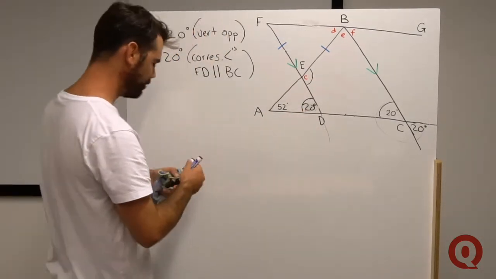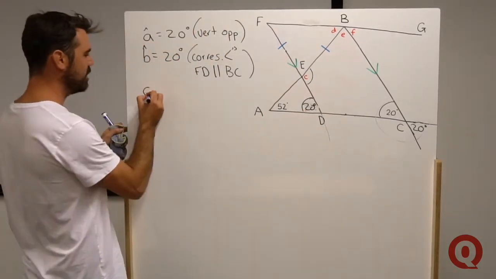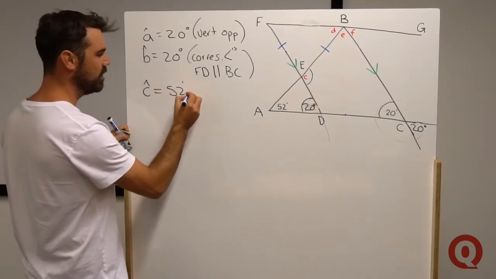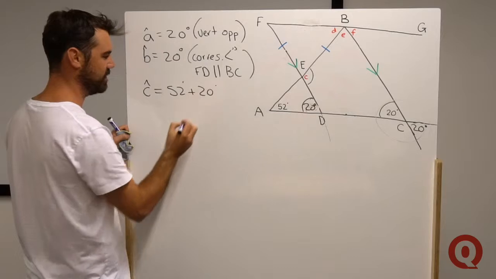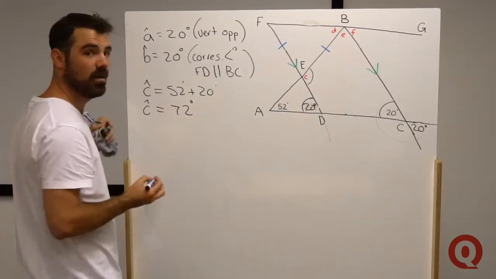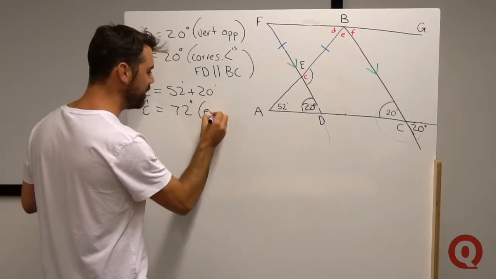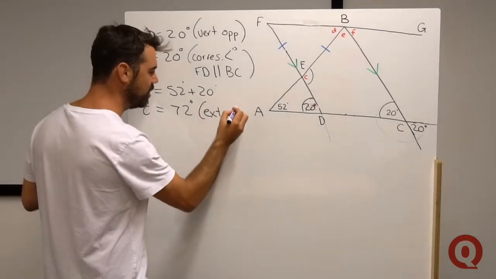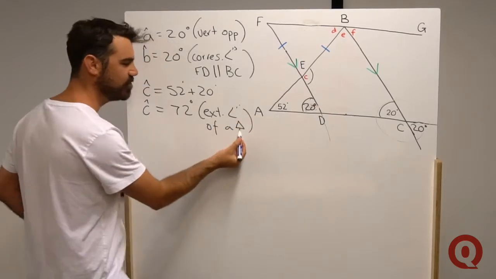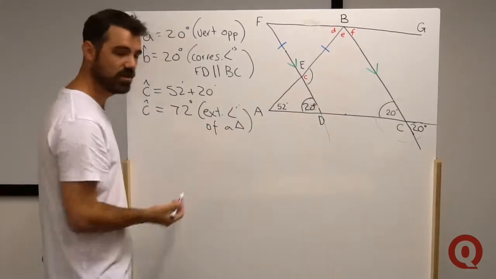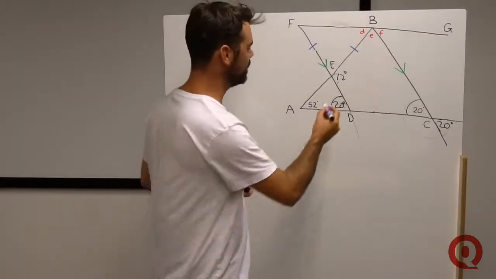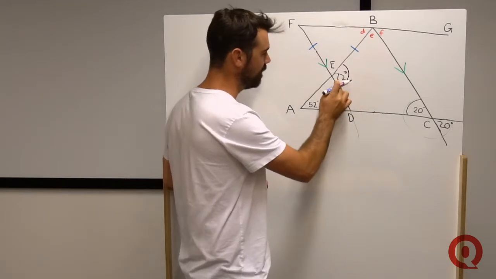So that's my rule. So C is going to be equal to 52 degrees plus 20 degrees. So angle C is equal to 72 degrees. What's my reason? Exterior, EXT, angle of a triangle. Notice I don't have to write triangle, I can just put the shape in there. And that's my reason for C. Great, so now we've outlined what C is. Now we fill it in.